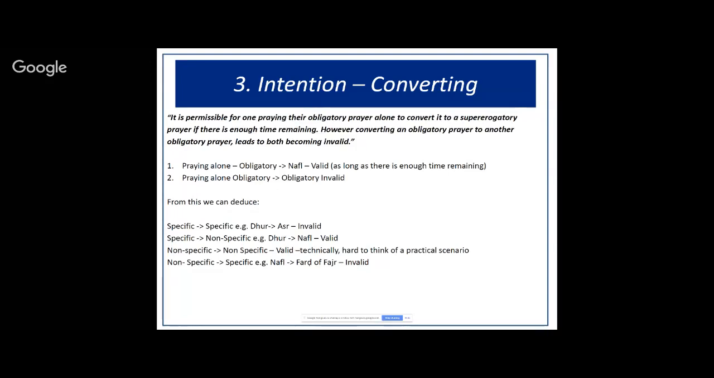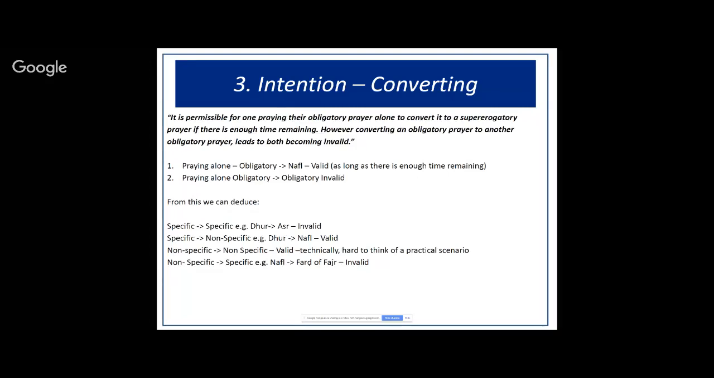So from this we can deduce, specific to specific, both of them are invalid. Changing your niyyah from a specific prayer to another specific prayer is invalid. That might be an obligatory to a sunnah. So for example, you pray the 4 fard of dhuhr and you realize, I didn't pray my 4 sunnah before, I've changed my niyyah, I'll make these the 4 sunnah. You can't do that, because that's a specific obligation to a specific sunnah. You cannot do that. This is invalid.